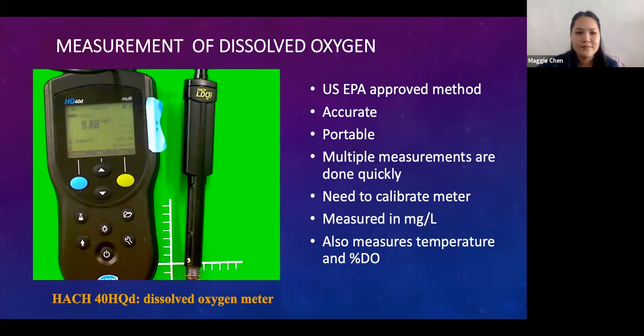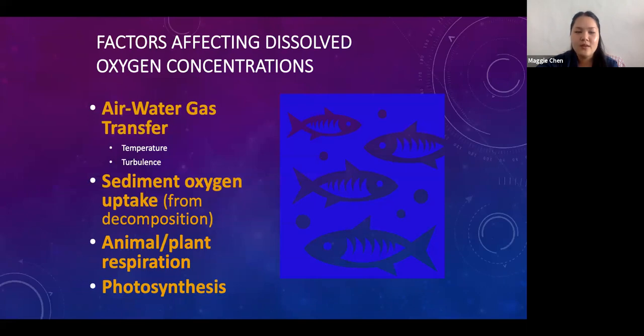So in the video, it went over a couple different ways that the amount of oxygen in water can be affected. And some of those is the air-water gas transfer. So how is air or dissolved oxygen going into your water? It depends on the temperature of your water, how warm it is, and turbulence, so the agitation within your water, how much your water is moving.